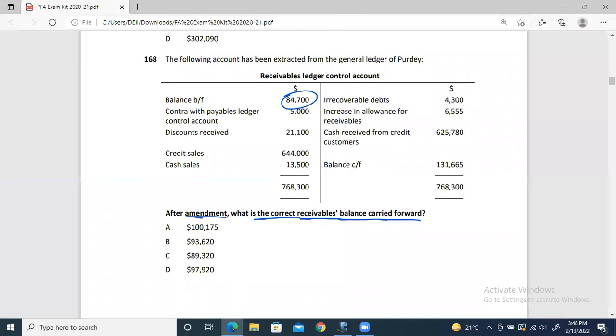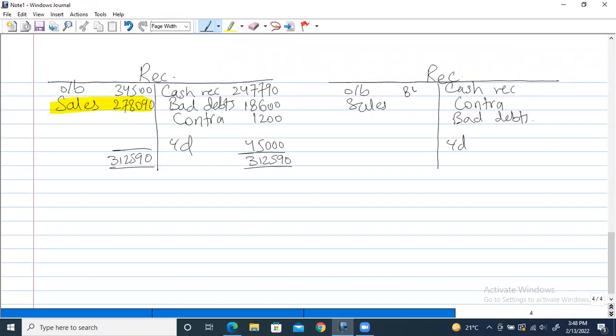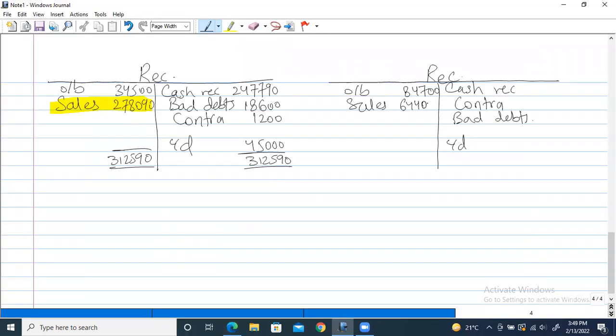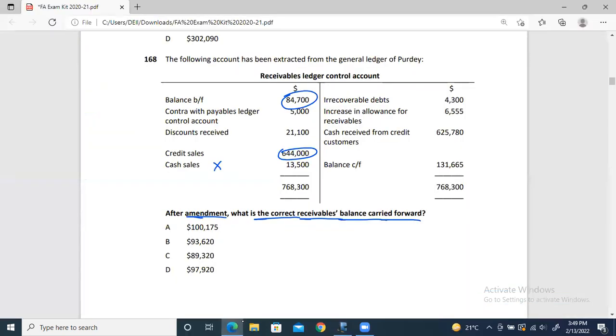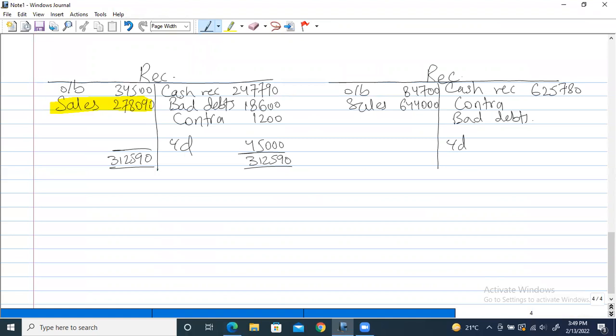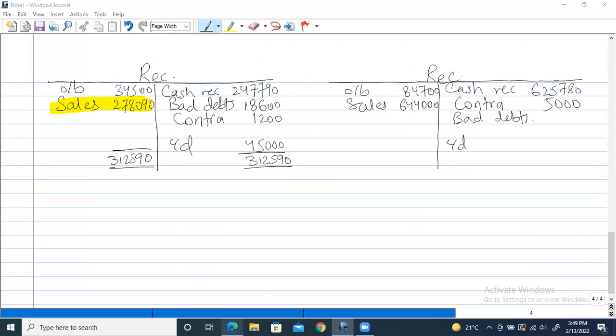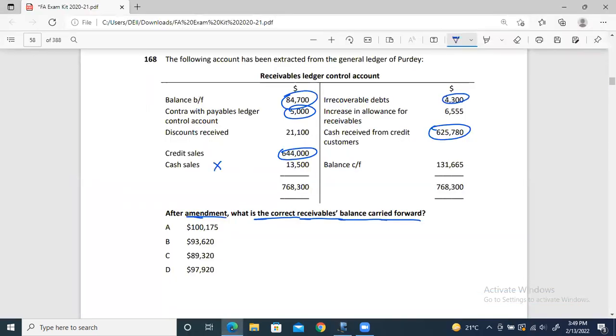Now the opening balance is 84,700, so we'll write this. Now the credit sales, we only need to write the credit sales, not the cash sales. So 644,000. And the cash received from the customers, it's written over here, 625,780. And how much is the contra entry? It's written over here, 5,000 contra with payables. So 5,000. And let's see if there are any bad debts. Yes, there are 4,300 bad debts.